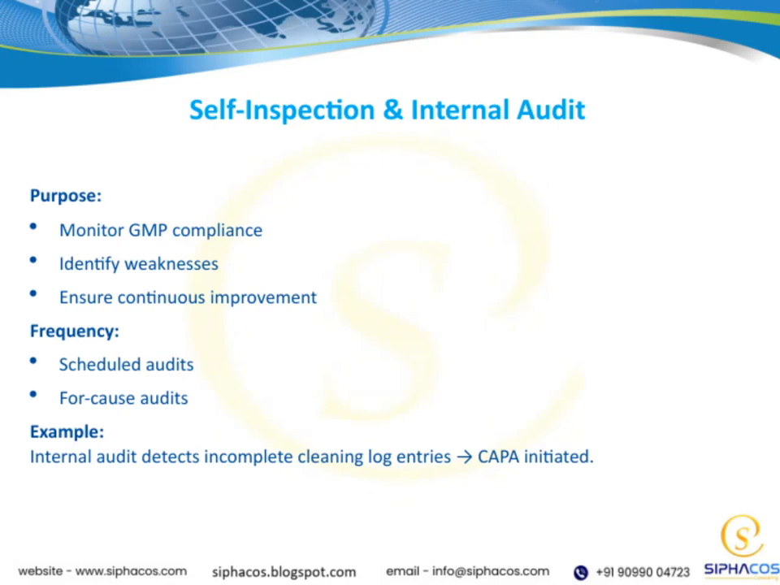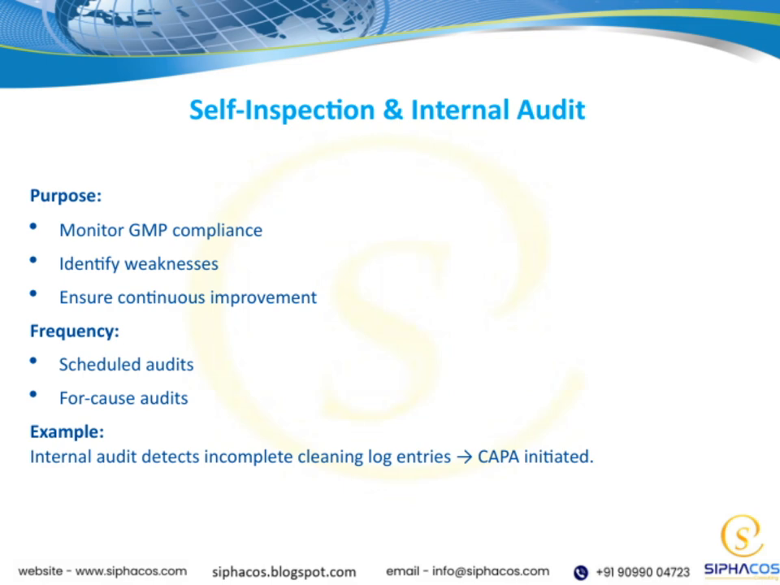Now, let's talk about self-inspection and internal audit. The main purpose here is to monitor GMP compliance, which is crucial for maintaining quality standards. It's also about identifying any weaknesses in our processes so we can address them proactively. And of course, these audits help ensure continuous improvement across our operations.